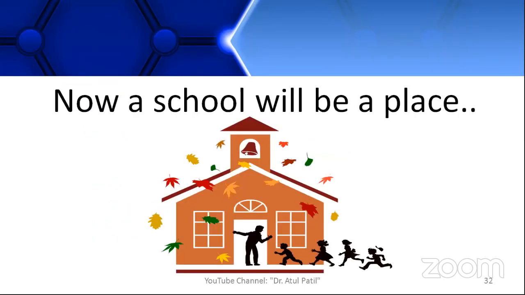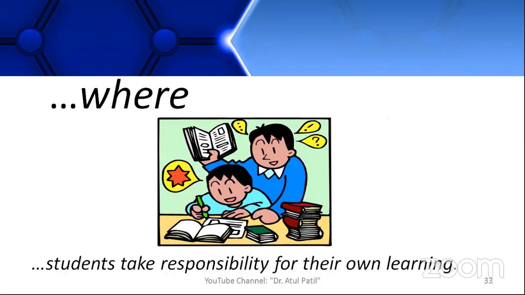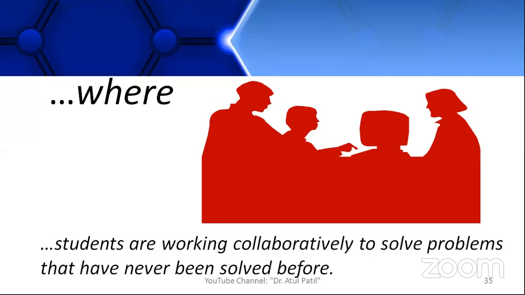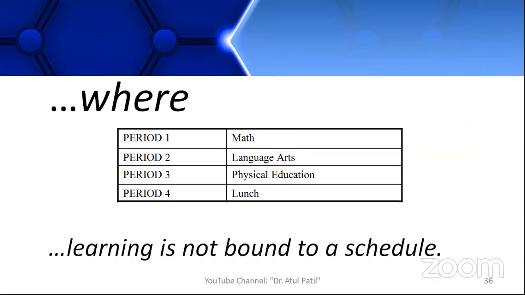So with this background, now imagine that every school after this new normal will be a place where students will take responsibility for their learning, where students will be engaged in higher order thinking skills that we talk about from Bloom's taxonomy, where students will be working with each other collaboratively, and there will be things that they will solve or do which they have never done before.